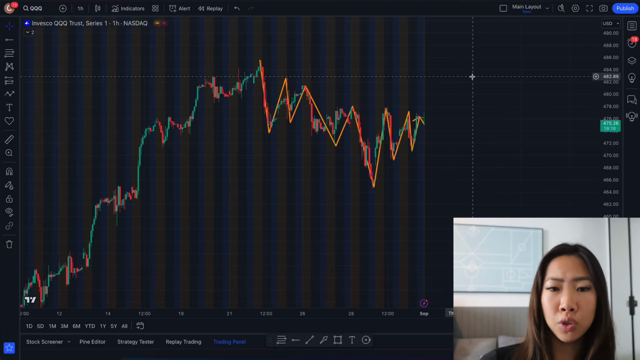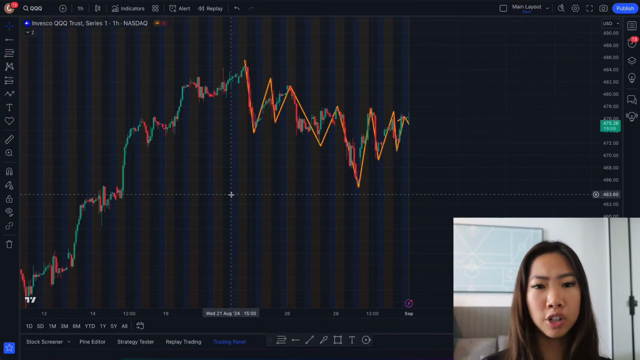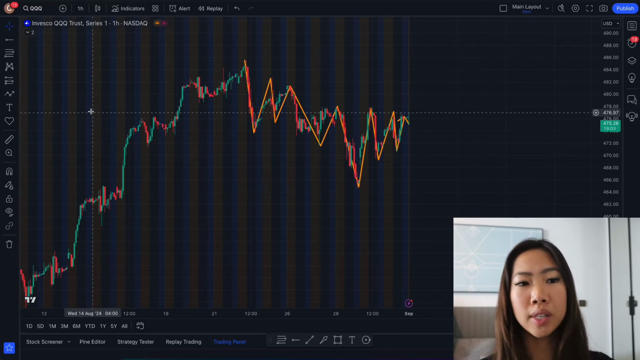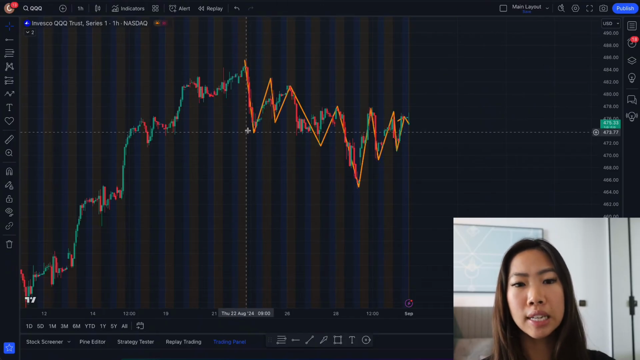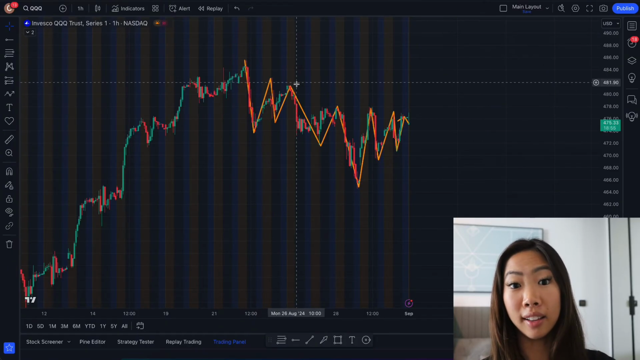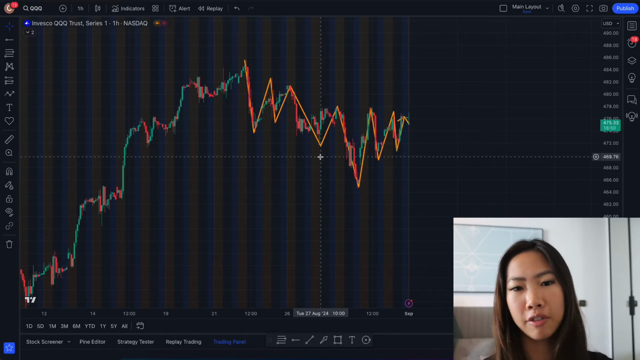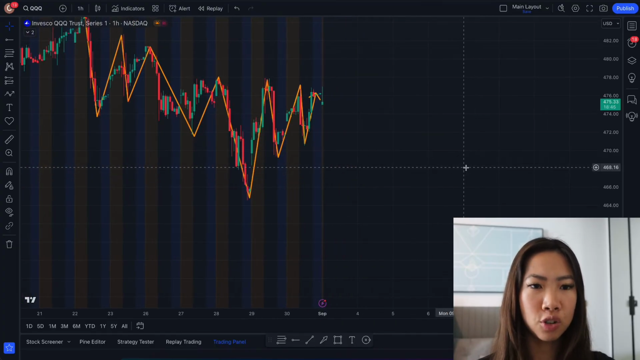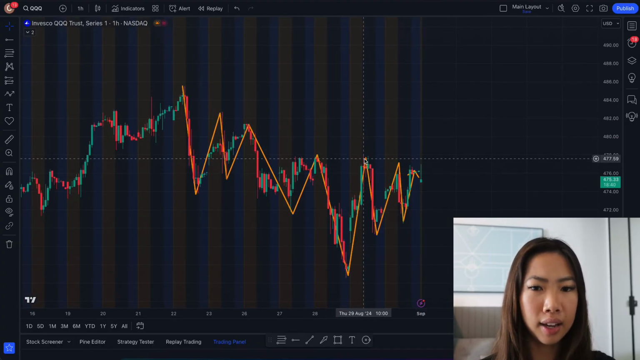If you are confused, it's very important to use this specific tool here on the left side, called the path tool. If you're not entirely sure what the movement is, or you're still learning how to read it, use this path tool and just connect the overall swing highs and lows. Basically, you're summarizing all the candlesticks into a line. From there, you can look at where the highs and the lows are. From here, we can see there's a high, a high, a high, a high, a high.